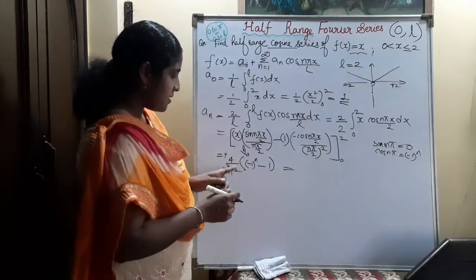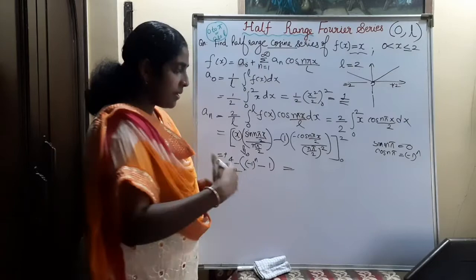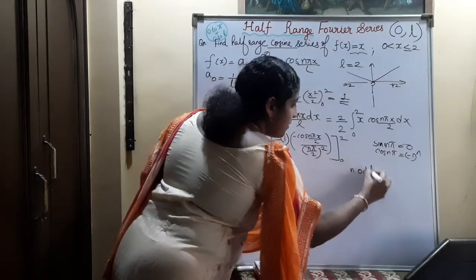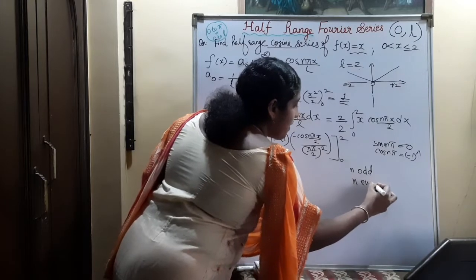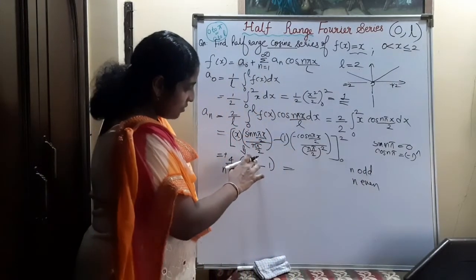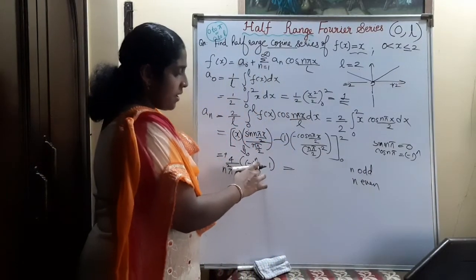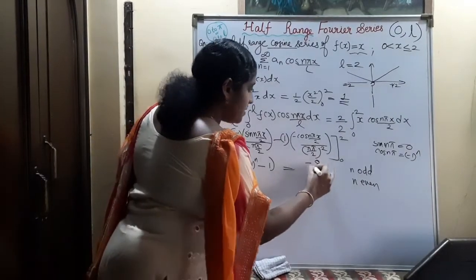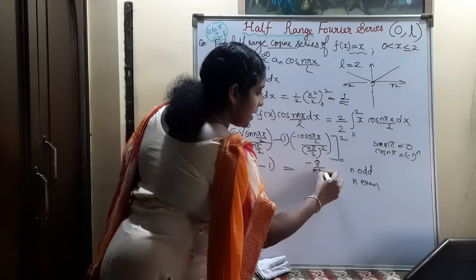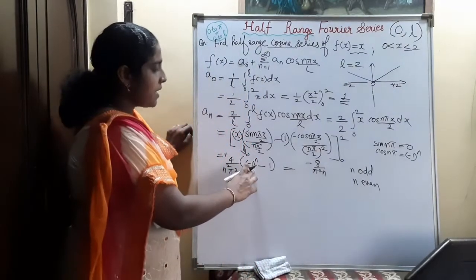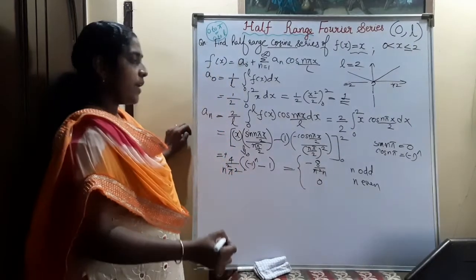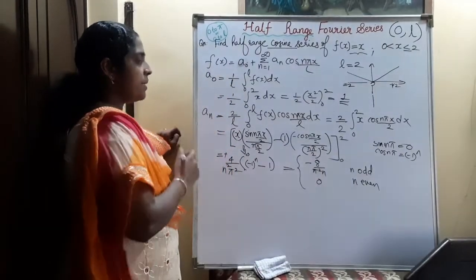Now we can simplify this. This n can be odd or n can be even. If n is equal to odd, what we will get, and if n is equal to even, what we will get. So see this, if n is equal to odd, this becomes minus 1, then minus 1, minus 2, then it will become minus 8 by pi square n square. If n is equal to even, this becomes 1, 1 minus 1 is 0, and this function becomes 0. So if n equal to even, the an becomes 0.